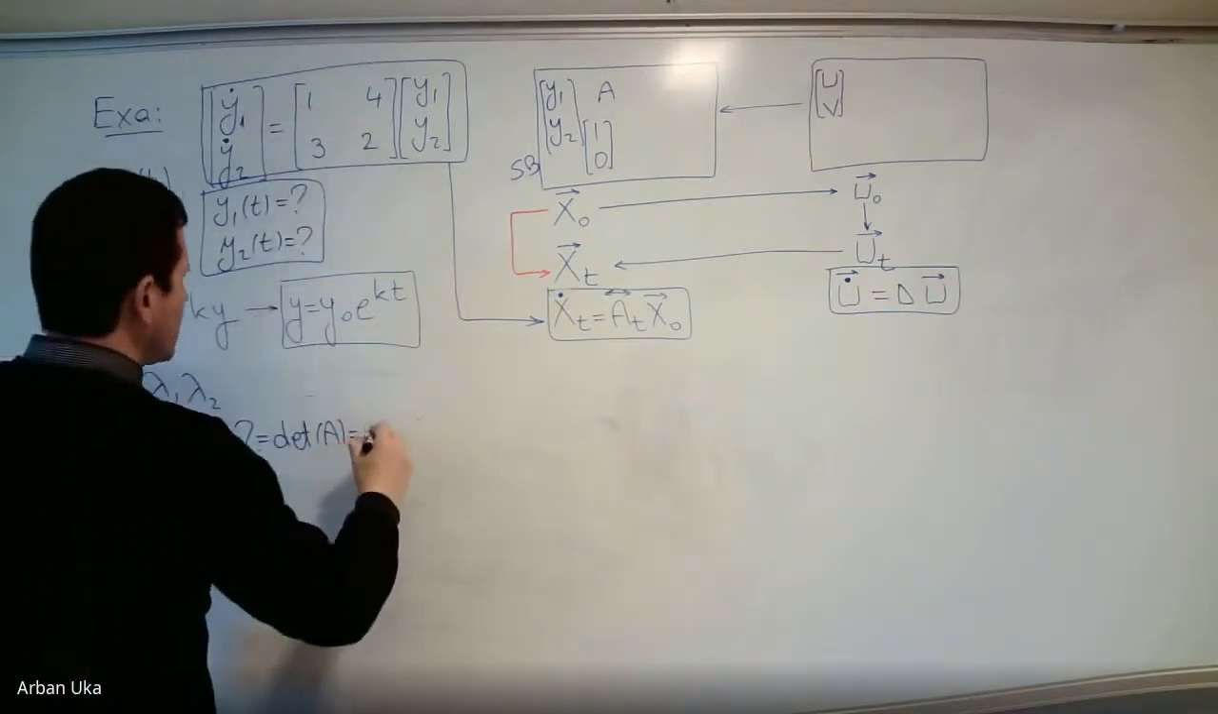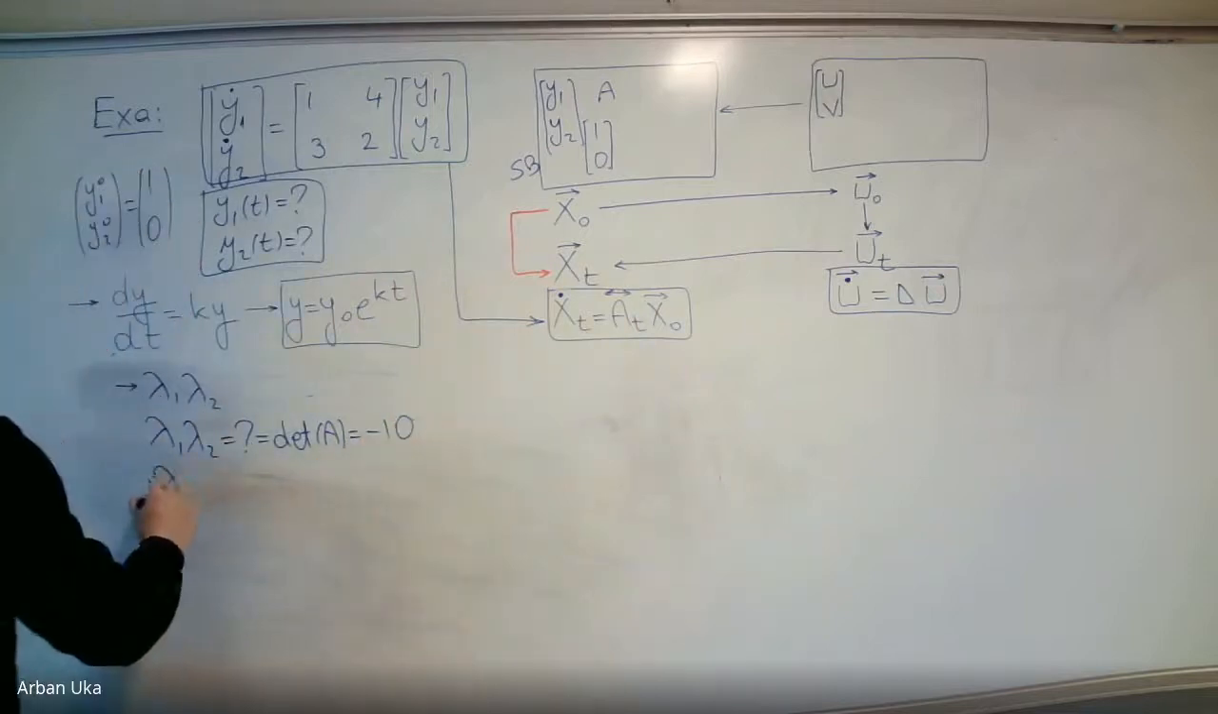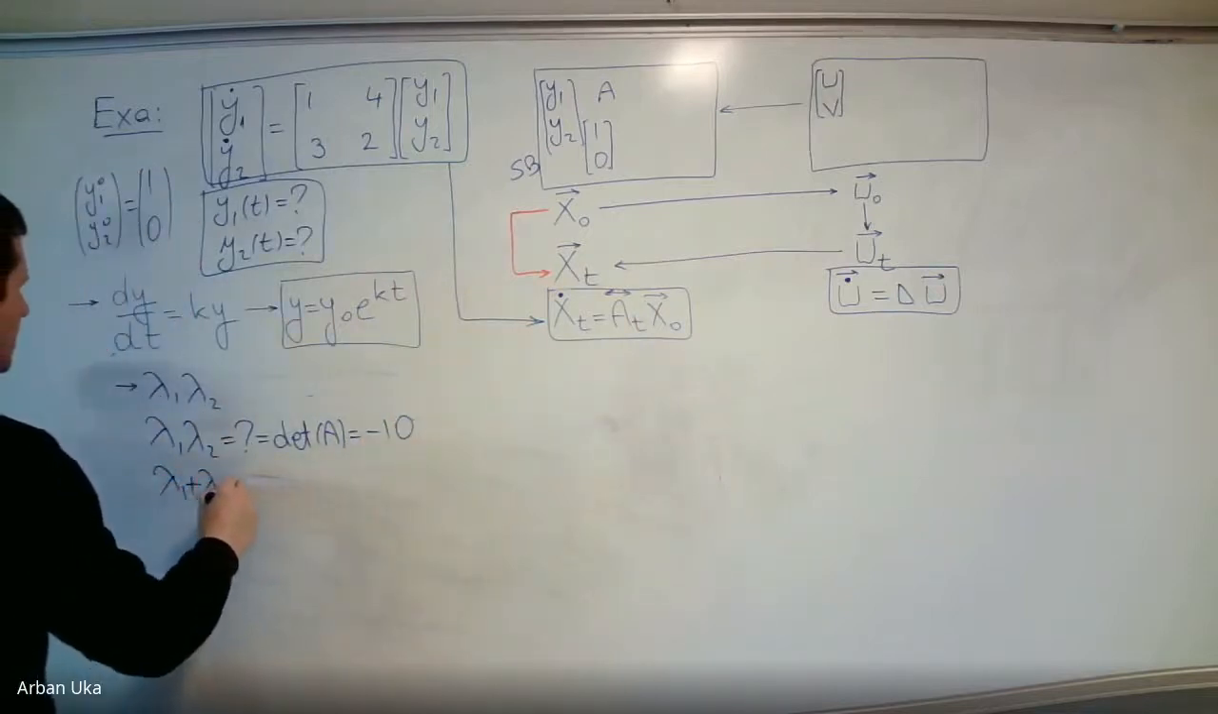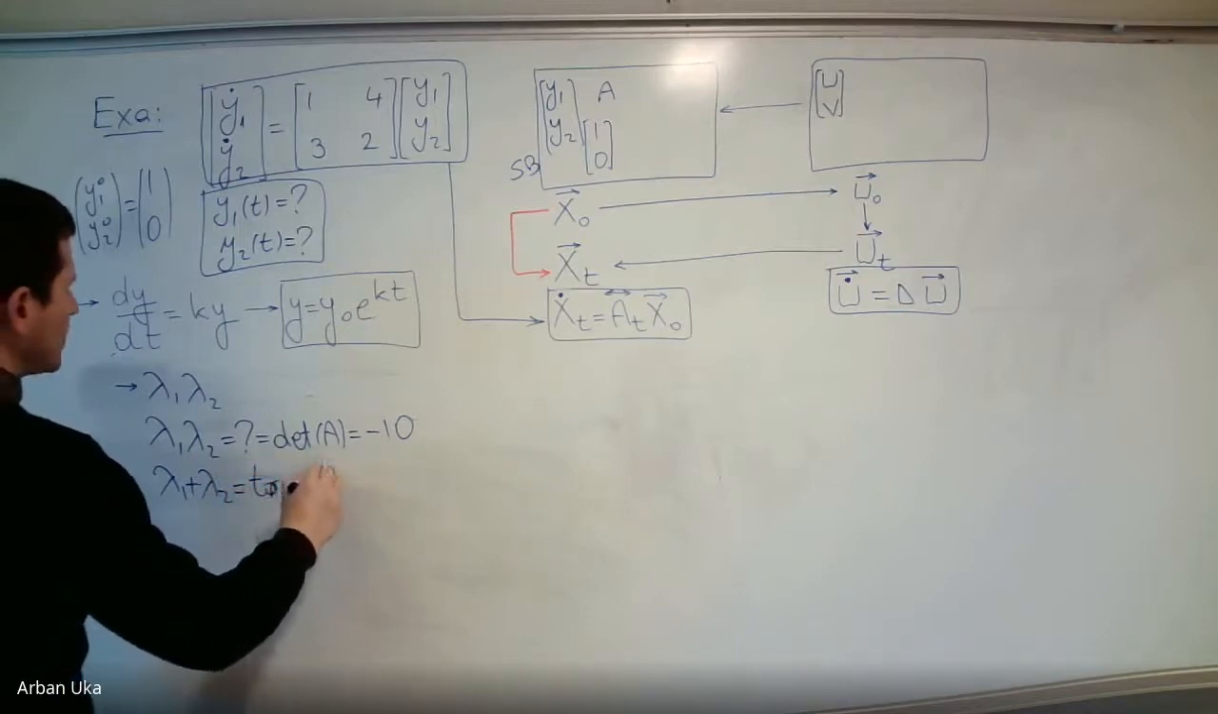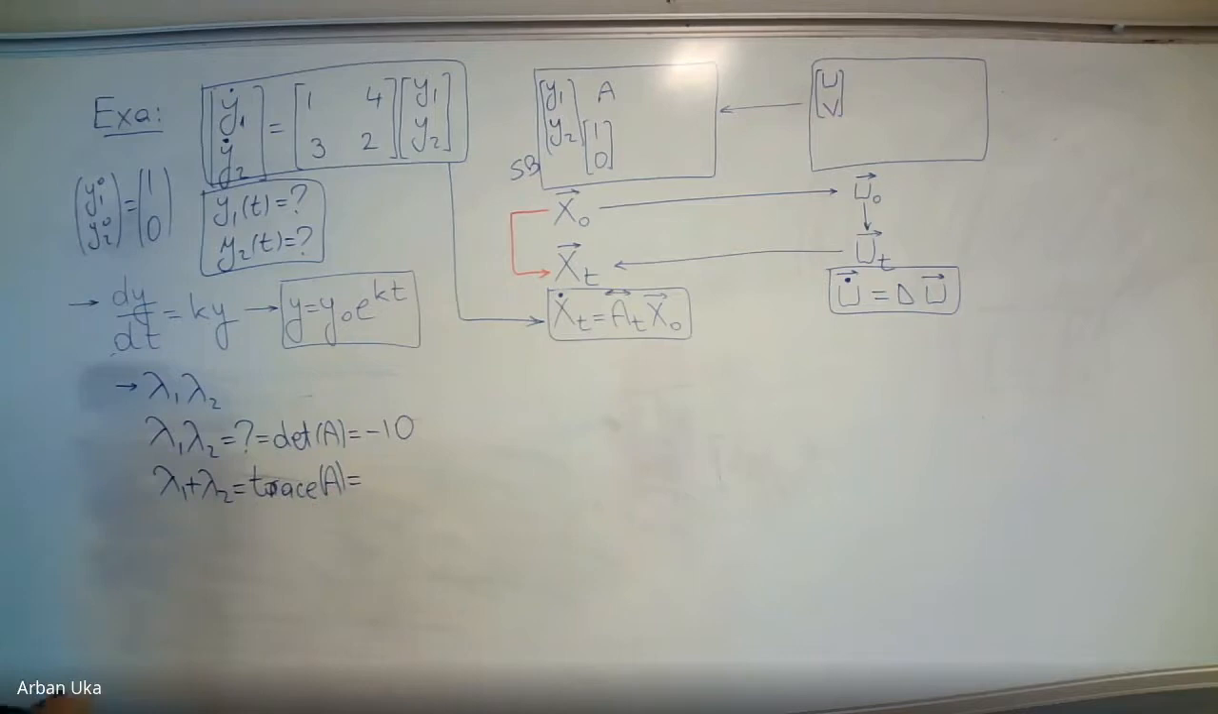It's 2 minus 12, it's minus 10, okay? And then, what is lambda 1 plus lambda 2? This is equal to the trace of A. What is the trace of A? It is equal to 3. Trace of A is the sum of diagonal terms.